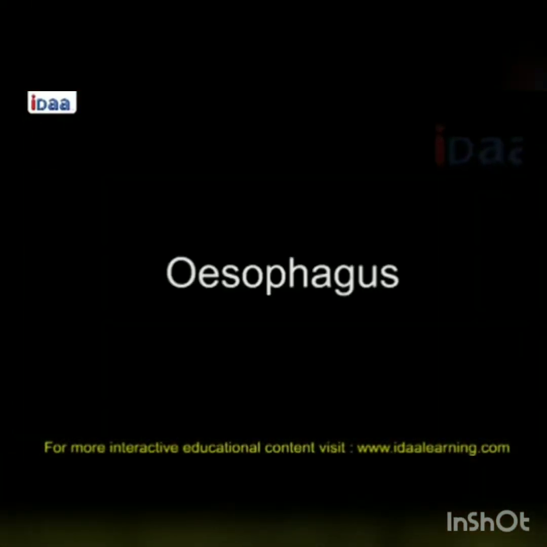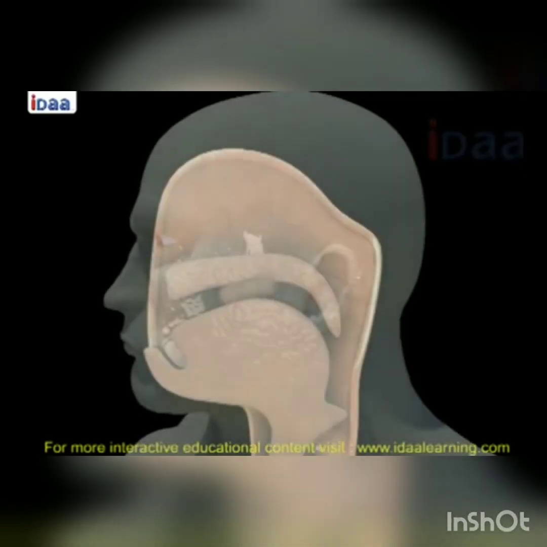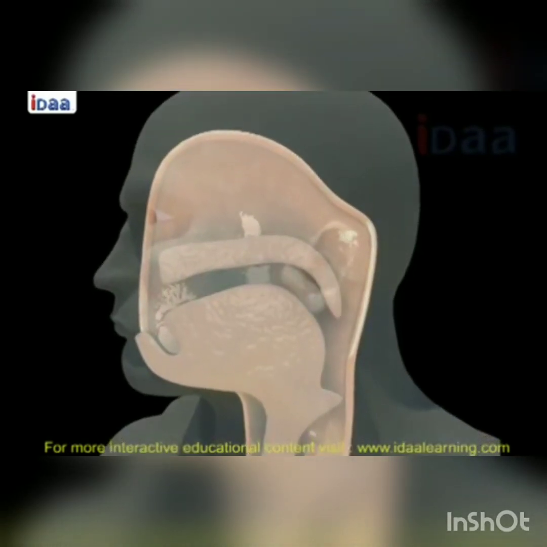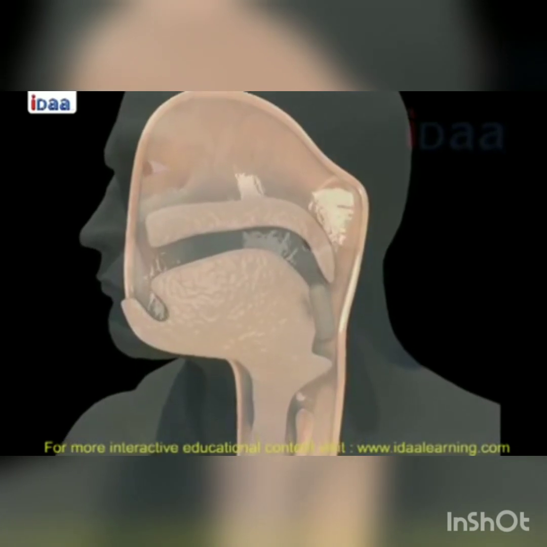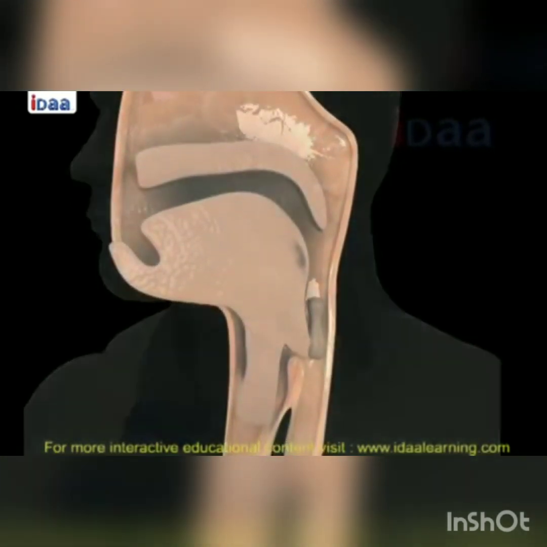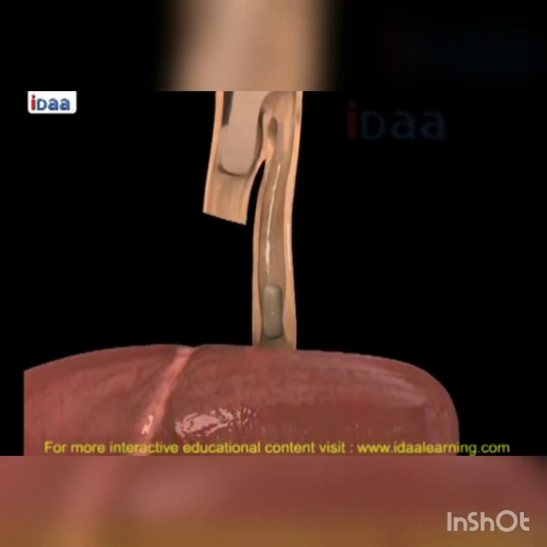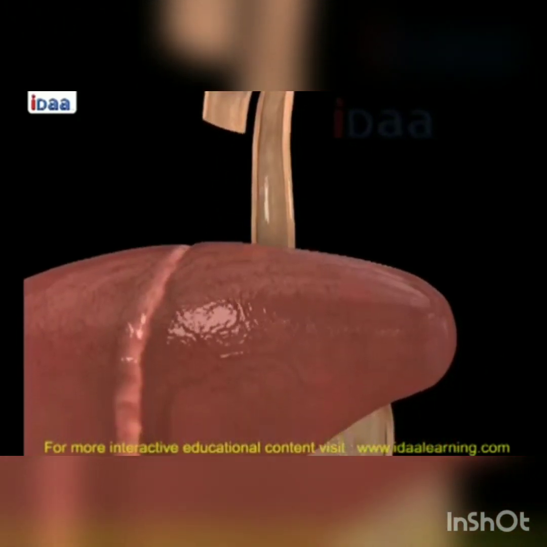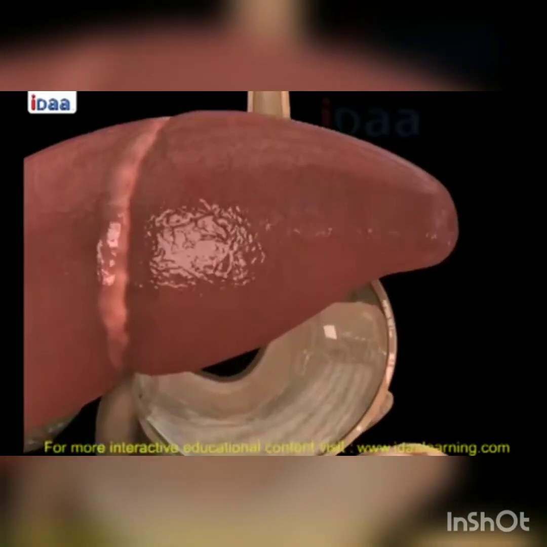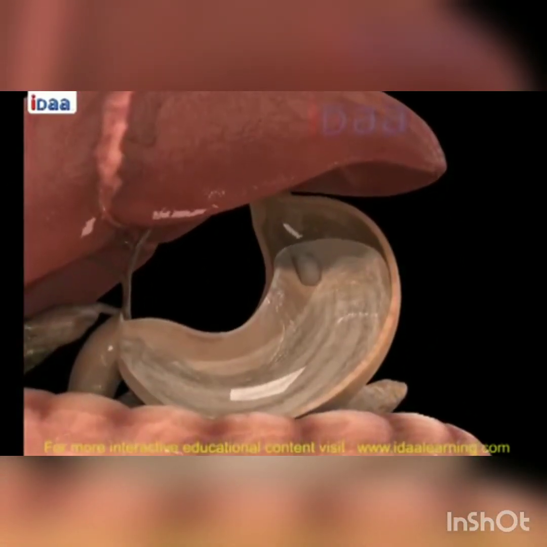Next, esophagus. The swallowed food from the mouth passes on to the esophagus. The epiglottis, which is a flap-like structure behind the tongue, directs the food into the esophagus and prevents its entry into the windpipe. The peristaltic movement in the esophagus pushes the food down into the stomach.